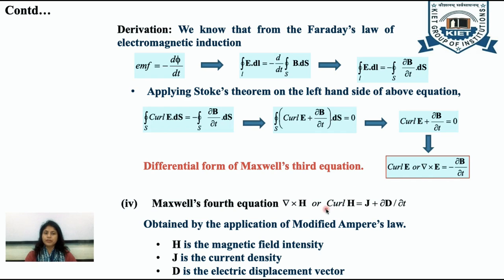Now Maxwell's fourth equation. Maxwell's fourth equation is curl of H, or del cross H, is equal to J plus ∂D/∂t. This equation is obtained by the application of the modified Ampere's law, where H is the magnetic field intensity, J is the current density, and D is the electric displacement vector.